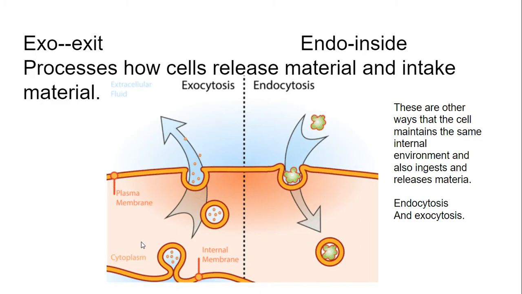This is another way that the body also controls what's inside of it and what's outside of it. It's called endocytosis and exocytosis. And like I said right there, it's processes how cells release material and intake material. This is more like molecular biology, cell biology, but I do want you to get exposed to it. I should say material. Oops, I'll change that.